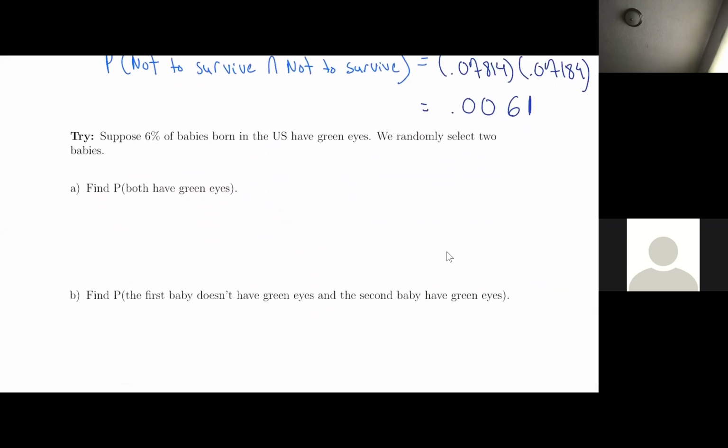So what I want you to do is try this problem, and after we're done with this problem, we'll just call it a day, so that you're not overwhelmed. So try doing this one. This is a light-hearted problem. It's about babies' eyes, so no killing. So it should be fun. Nice.